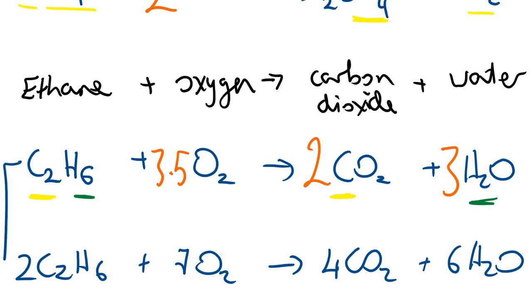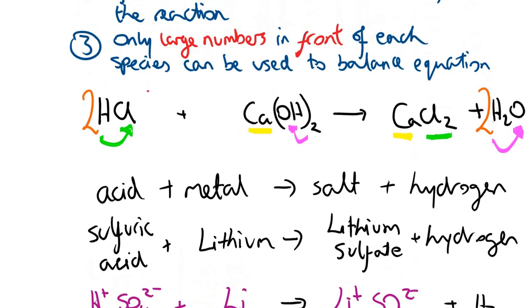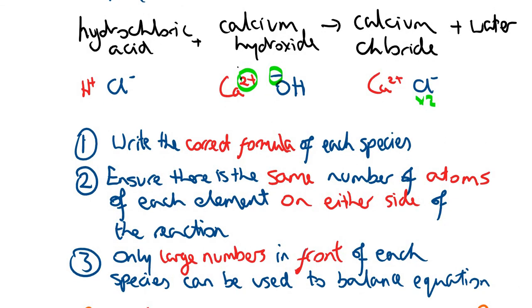Okay, both reactions are balanced, both are absolutely acceptable, because as I said, with combustion reactions we usually end up having an odd number of oxygens on either side, at least half the time, so we just write in a 3.5. If you're not happy with 3.5, then you can just double everything to give 7, so you can have 2 ethanes, 7 oxygens, 4 carbon dioxides and 6 waters. So that's it for balancing equations. The most important thing here, remember the rules, write the correct formula of each species, ensure there's the same number of atoms, and only use the large numbers in front to balance the equation.